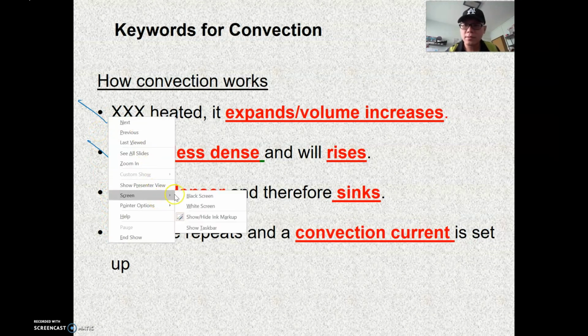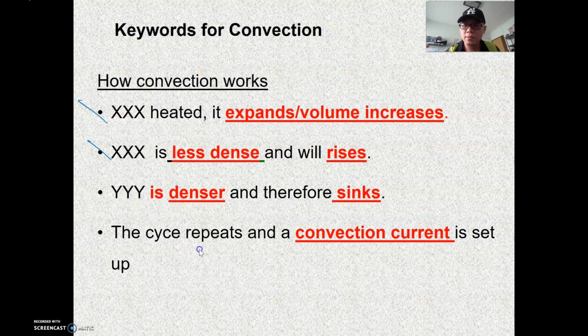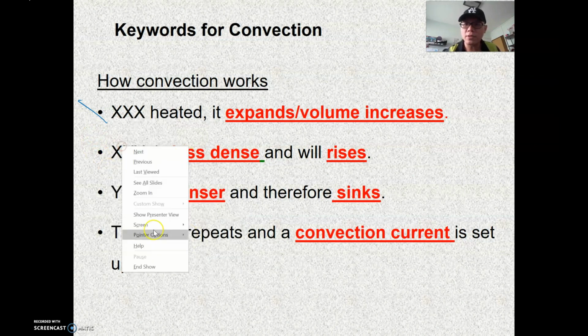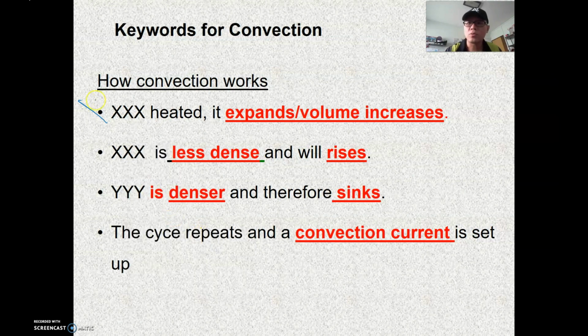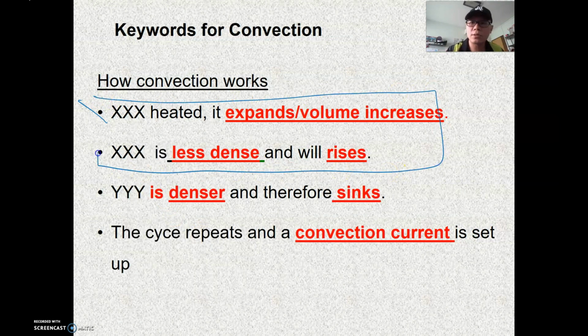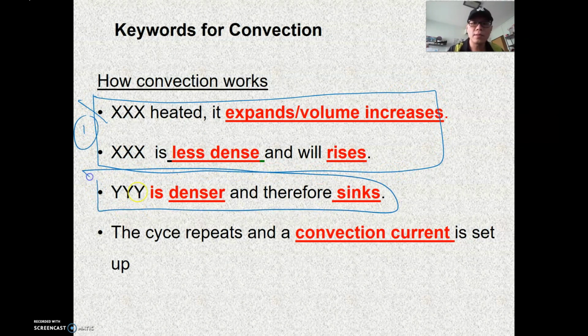Okay, so we have the first section here, where we deal with the hot, and the second section whereby we deal with the cold. Remember in these two sections, it's important to note the keywords. For the hot section, we include the changes in volume, followed by the density and the action. For the cold section, we just include density and the action.